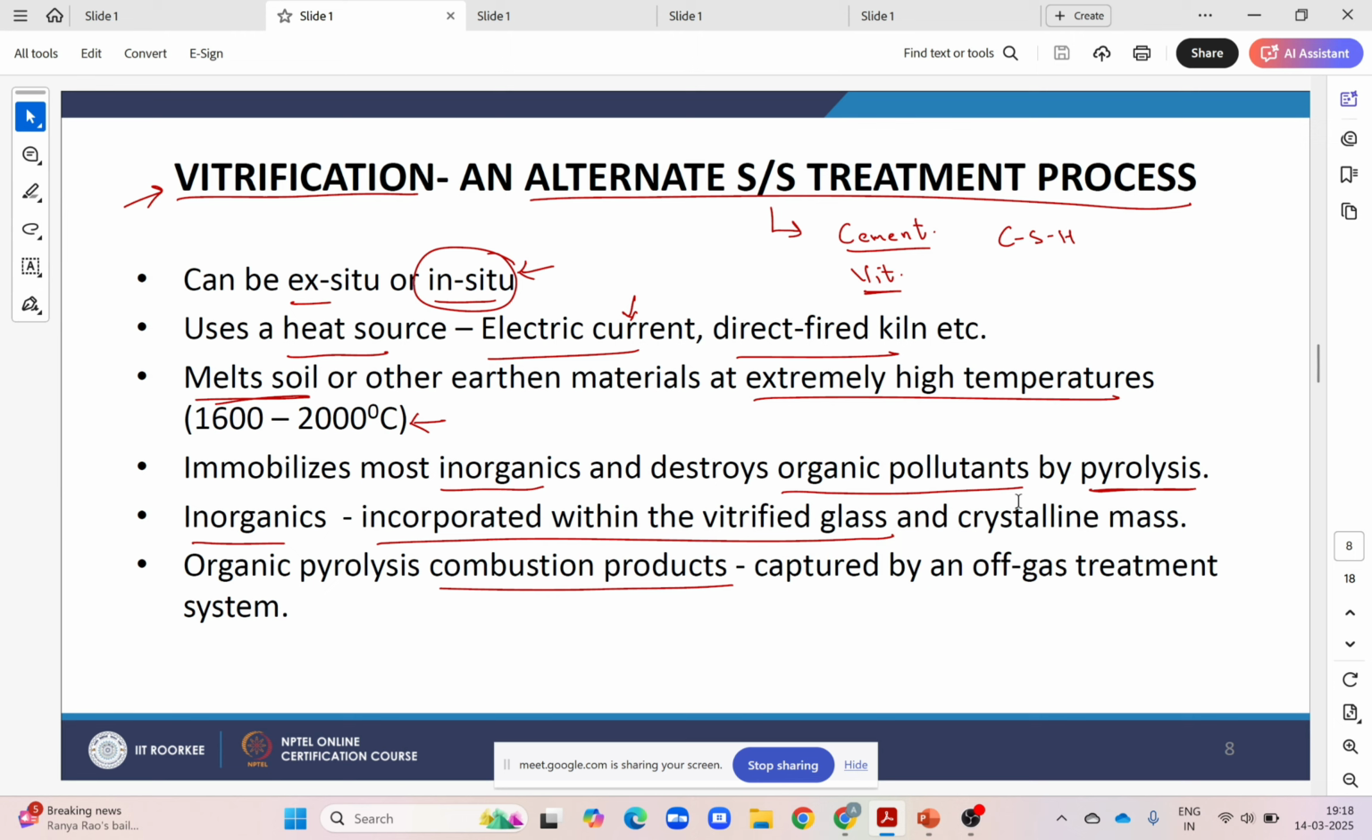But there are a few types of waste where the leachability of the heavy metals can increase on pyrolyzing. What happens is that when the soil gets melted, it is converted into a vitrified glass and crystalline mass which have very low leachability. The organic pyrolysis combustion products are captured by an off-gas treatment system.